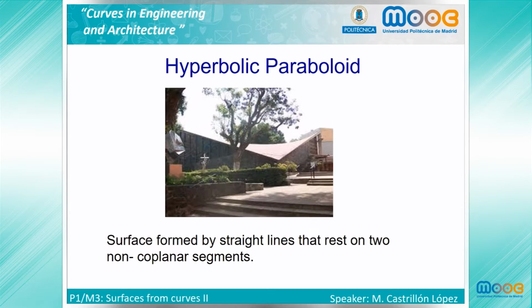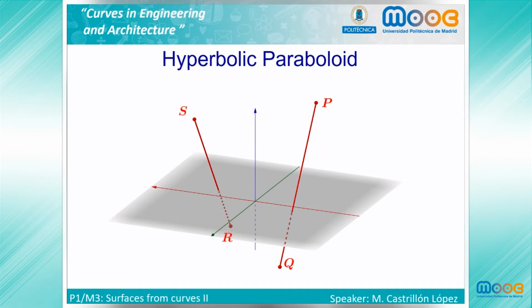We now consider the example of the hyperbolic paraboloid. It is the ruled surface formed by straight lines that rest on two non-coplanar segments. That is, we consider two segments, the one with endpoints P and Q, and the other with endpoints R and S. Now we consider segments with endpoints in these two red segments. Moving the endpoints along these two red segments, we obtain the hyperbolic paraboloid.